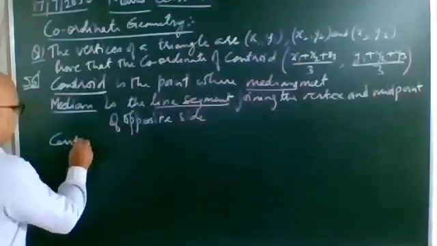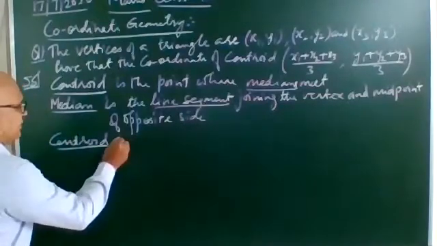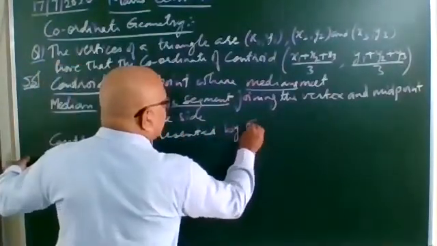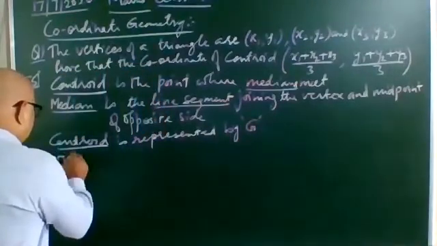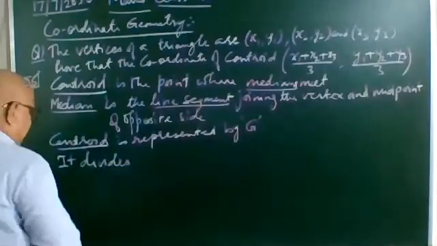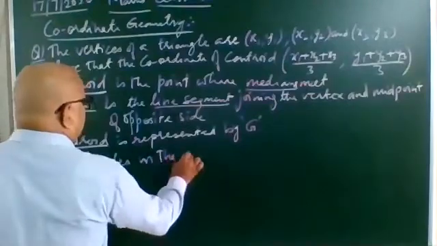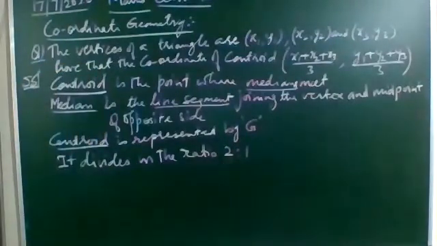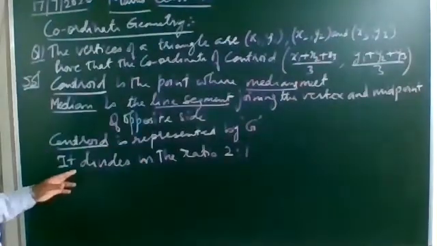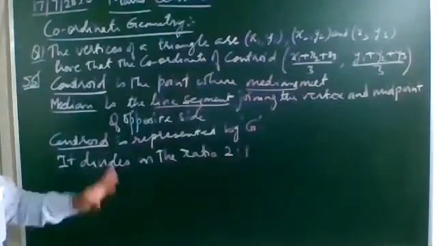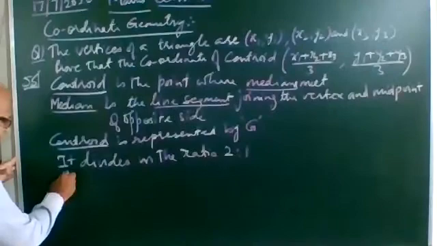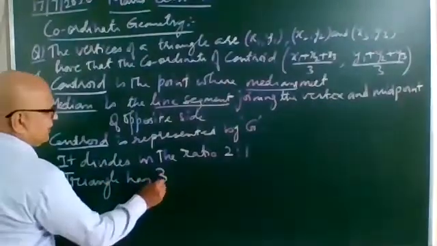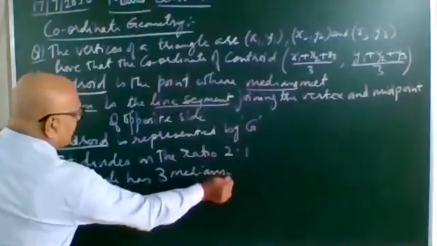Now, the centroid is represented by G. It divides the median in the ratio 2:1. A triangle has 3 medians.